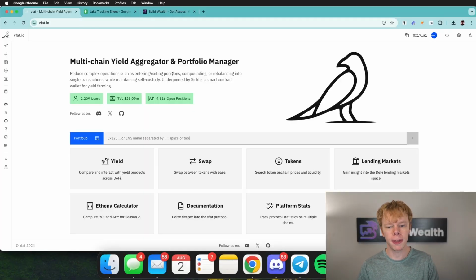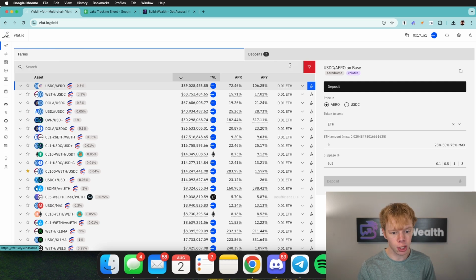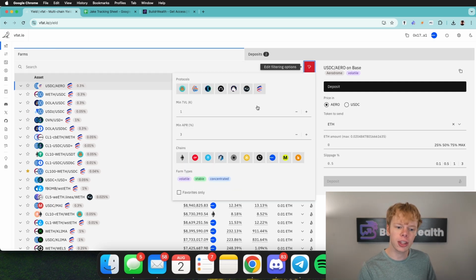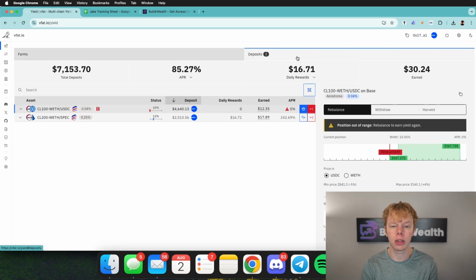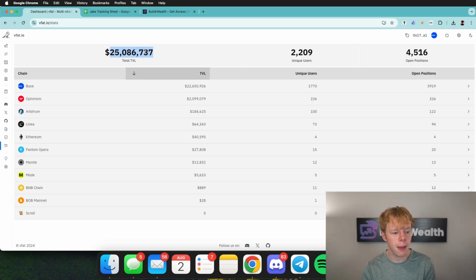So first things first, if you don't know what VFAT is, it's essentially a yield aggregator that shows you data on a ton of different positions across multiple exchanges as well as networks. Currently, they support PancakeSwap, Aerodrome, Equalizer, Ramses, Merchant Moe, Nile, and Aerodrome, our favorite. But not only do they show you the information somewhat like Metrics Finance or DeFi Llama would show you, they also allow you to deploy your capital directly through VFAT, and they will allow you to rebalance your positions, conduct automations, and all this other stuff directly through their platform, which is the main value add for a protocol like this.